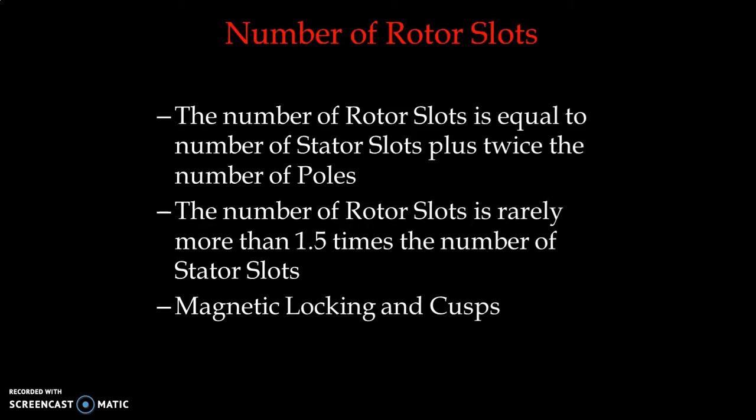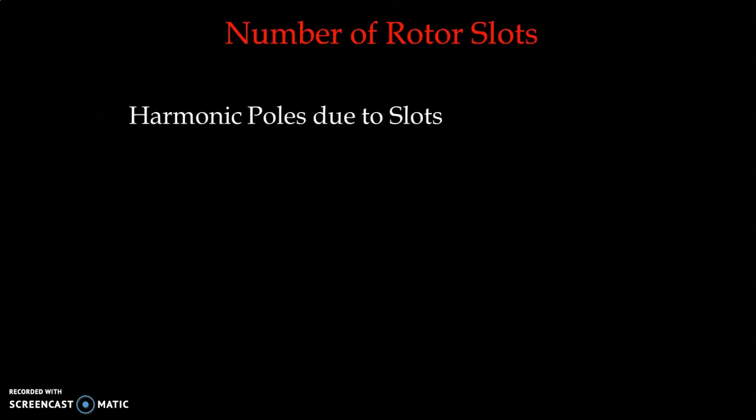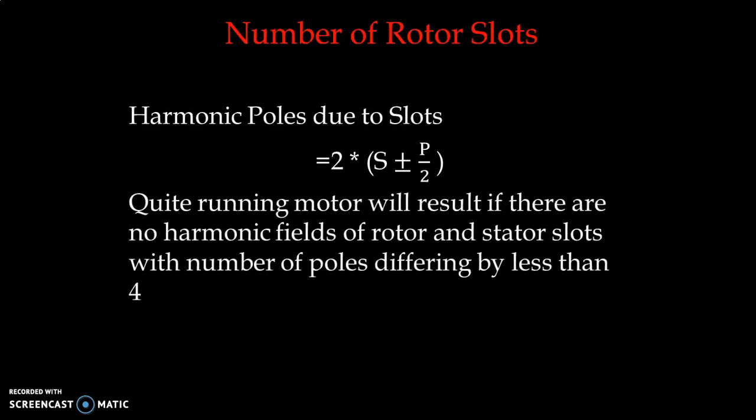And while deciding the proper combination of rotor and stator slots, we have to consider magnetic locking and cusp in the producing torque. Harmonic poles due to slots, and we have one equation that is equal to 2 into S plus minus P by 2. P by 2 is pair of pole, and S is number of slots. Quiet running motor will result if there are no harmonic fields of rotor and stator slots with number of poles differing by less than 4. So if we follow this type of rules, and we go for best possible combination, then we always have a quieter operation in case of single phase induction motor.